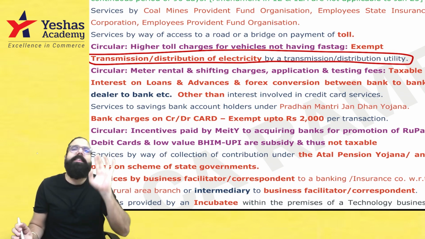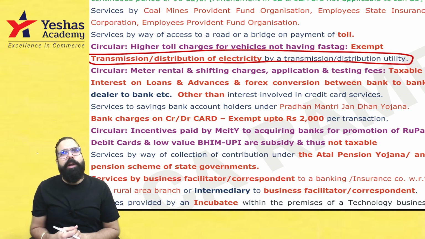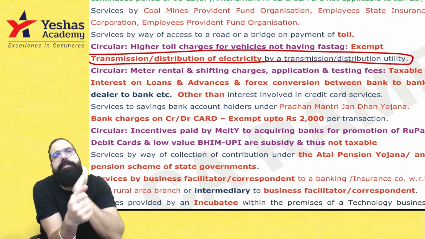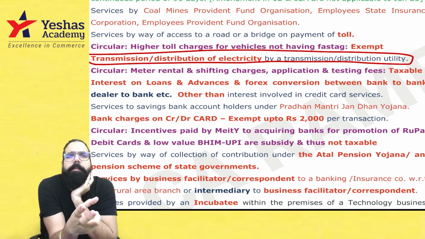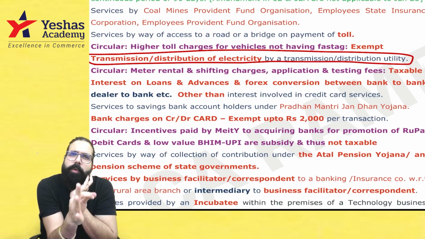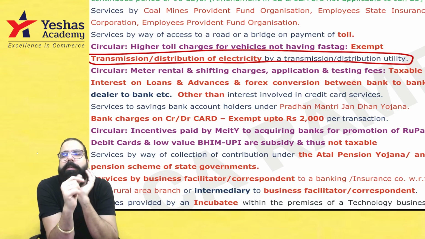But one clarification had come earlier, saying whenever they supply electricity, there is no GST. But supposing you want meter shifting, you have taken a meter on rent, or you want a duplicate bill, any other service was always taxable. That was told by a circular.